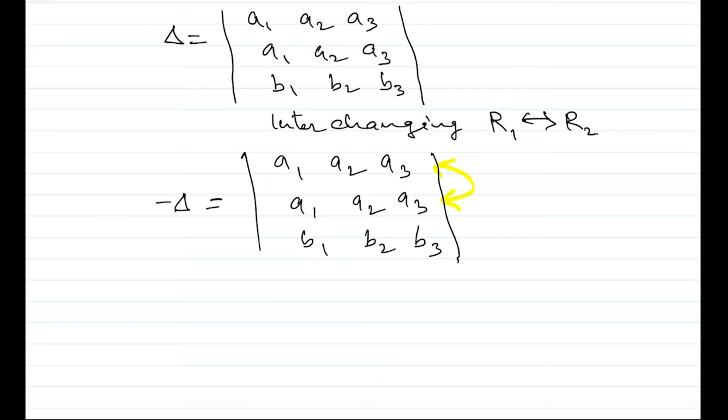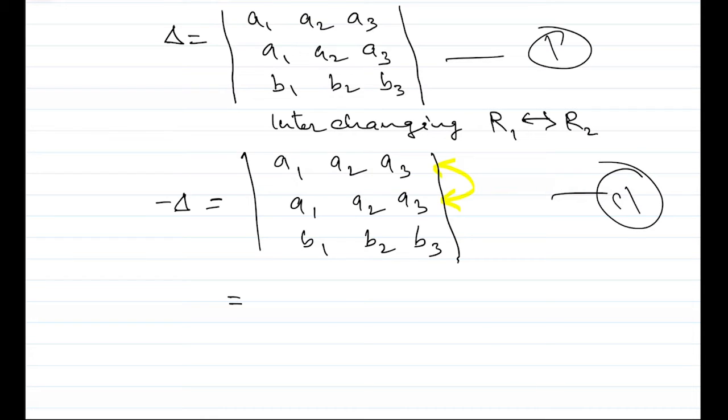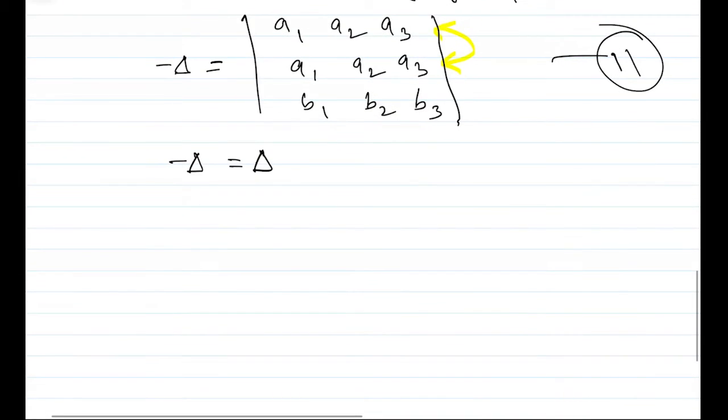So we have interchanged the first row with the second row, so its value should become negative now. But if you compare this with this, you will see that still their right sides are the same. Even though we have changed their rows, their values are still the same on the right hand side. It means that this is again delta. Minus delta equal to delta implies 2 delta is equal to 0, implies delta is equal to 0.